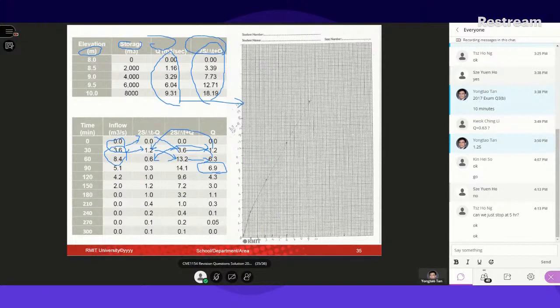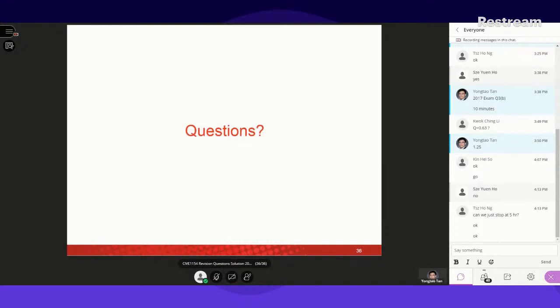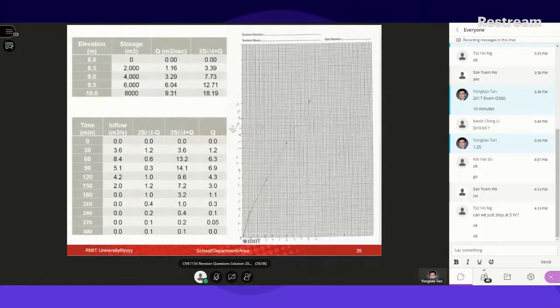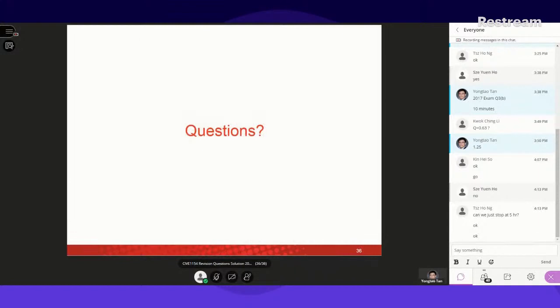After that, you can plot them on the graph paper. Of course, you can also plot the outflow hydrograph on the graph paper if required. Okay, any questions?